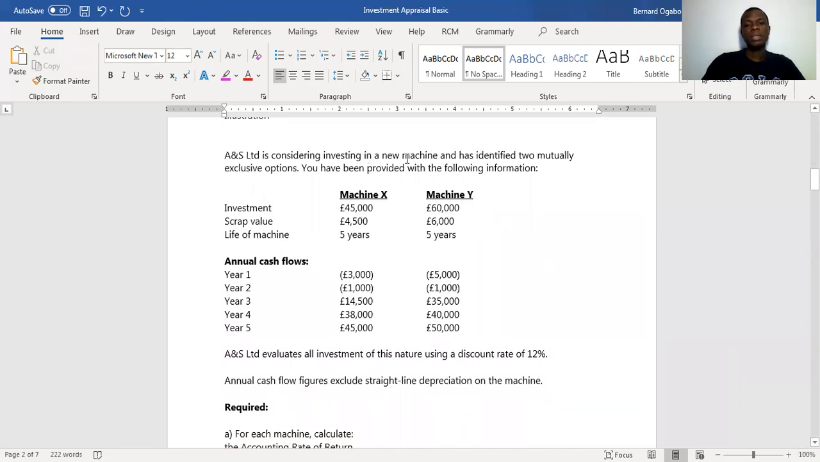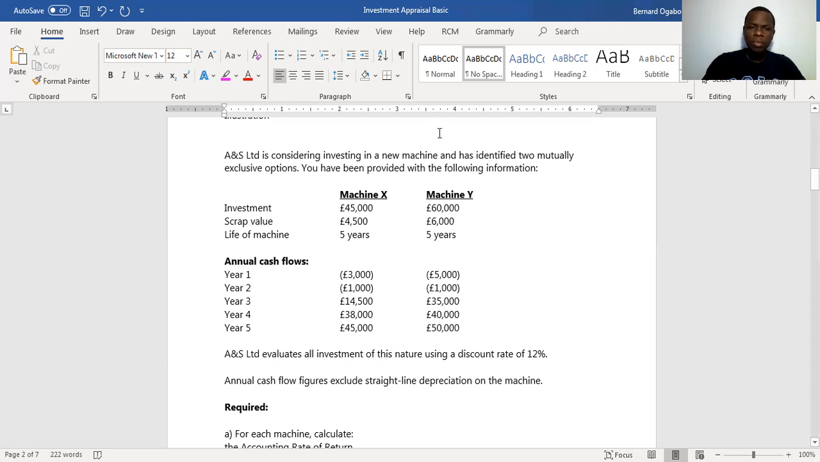A&S Limited is considering an investment. I assume that at this time you already have this question on another device or you've downloaded and printed it, because by the time I pass this place, I won't be coming down here to look at the question before we solve. I will just go ahead and roll out the solution based on the question that I have on a backup device also at my disposal.